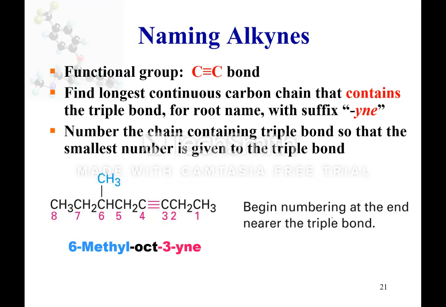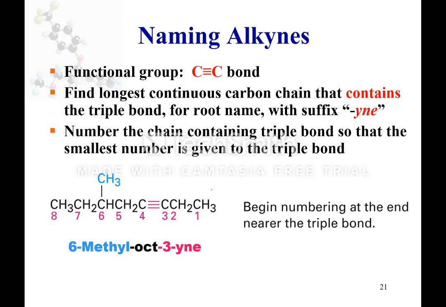Alkynes is the family of compounds having the functional group being a carbon-carbon triple bond. The naming rules are very similar to those of an alkene, that is, you find the longest carbon chain, but it must be the one that also contains a triple bond. And for the root name, the suffix is -yne. So for example, this particular compound, the longest carbon chain has 8 carbons, so it's going to be an octyne.